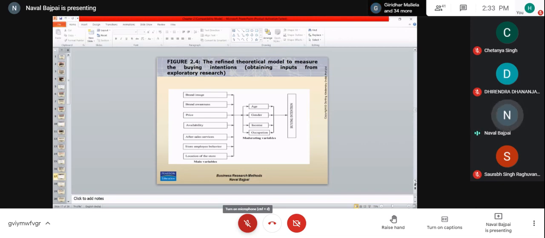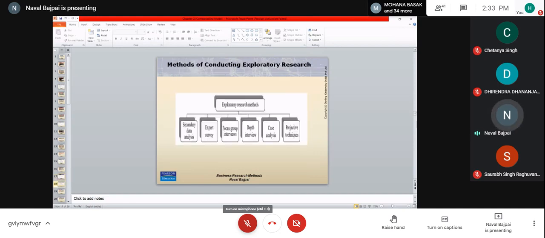So my buying intention model, earlier, was derived from the literature. Now I'll have to apply it in our circumstances. So I'm further conducting exploratory research, talking to people, managers, and the concerned parties, and further refining the buying intention model. After this, my model, which was earlier based on 5 variables, is now based on 7 main variables and an additional moderating variable, and this is going to generate buying intention.